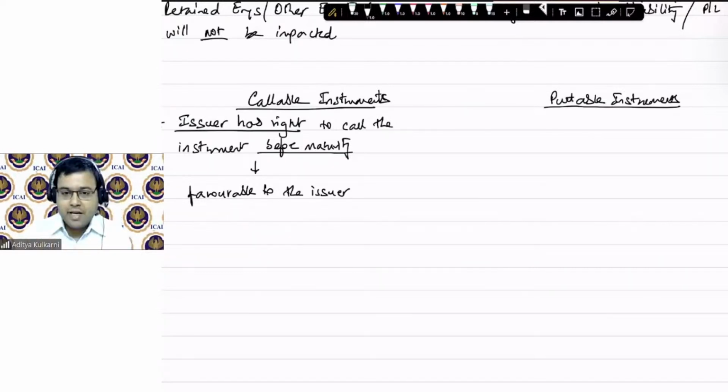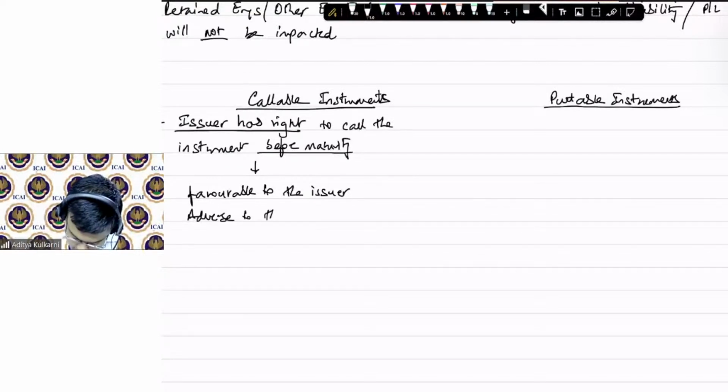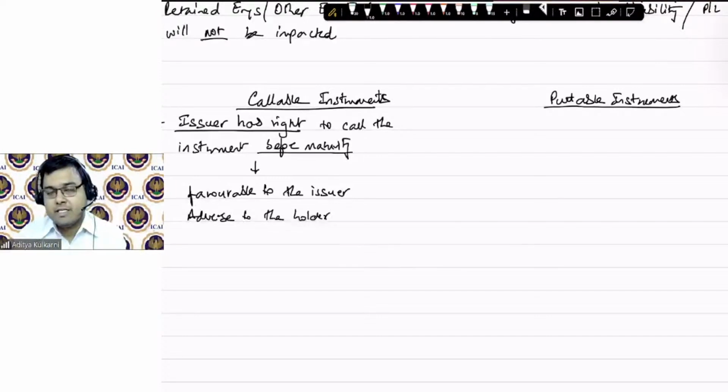And if it is favorable to the issuer, this will be adverse to the holder. Why adverse to the holder? The holder was getting 10% rate of interest till now. Now, by virtue of this, the holder will get a lower rate of interest, because then the holder will invest in the market where the rate of interest has dropped down to 7%. This is what we call a callable instrument. Okay. All right.